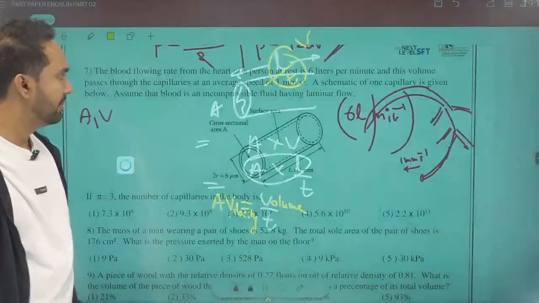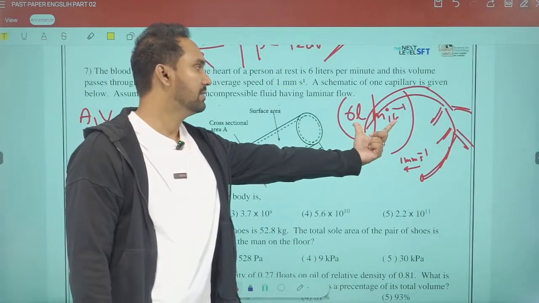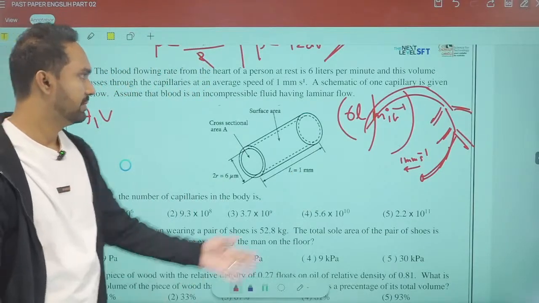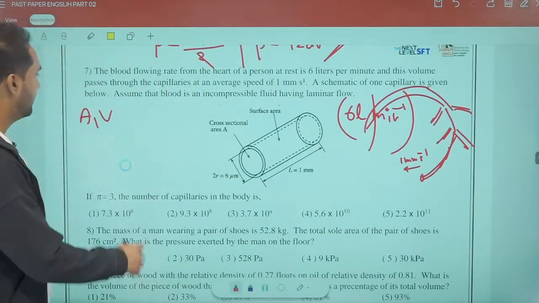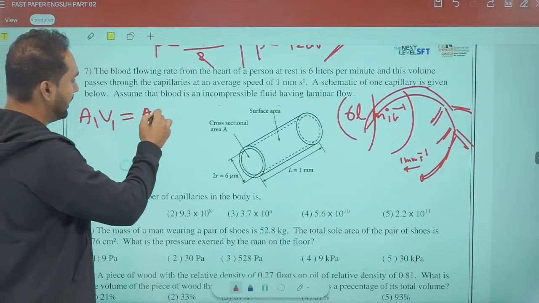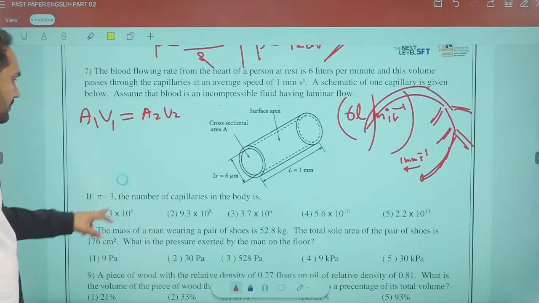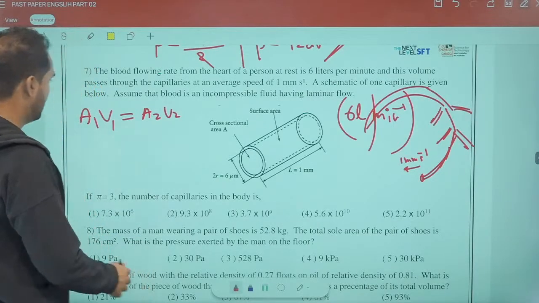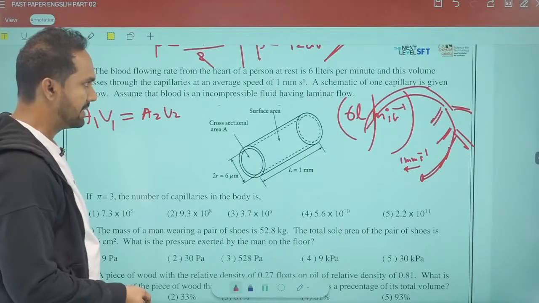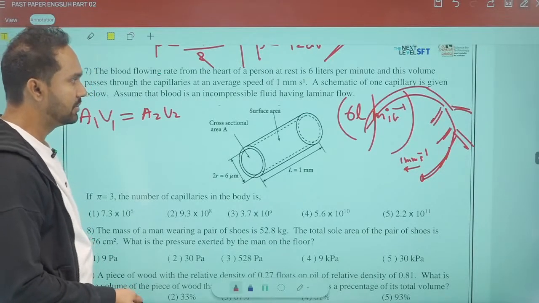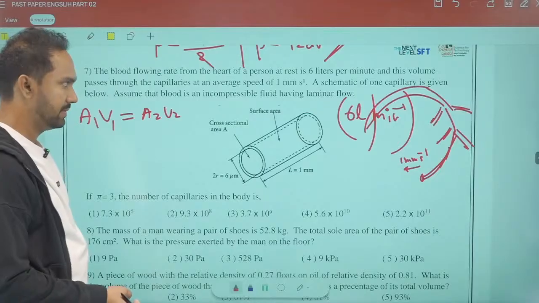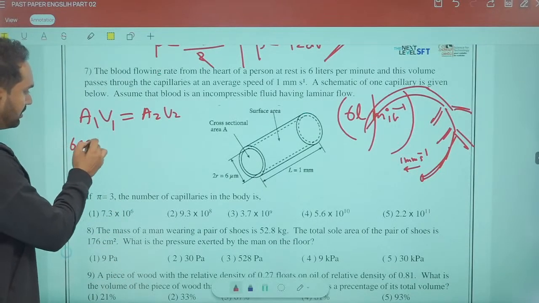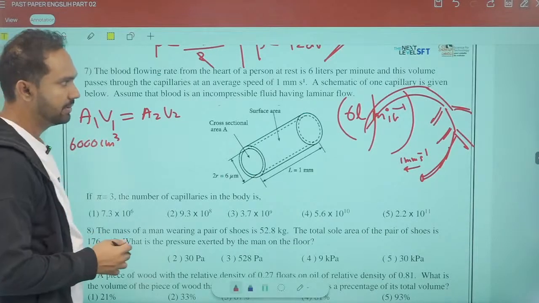What I have given here is 6 liters per minute, that is the rate of volume, volume divided by time. So that is AV, and A1 V1 should equal A2 V2. A1 V1 is this 6 liters per minute. Do we have to convert this? 6 liters is 6,000 cubic centimeters, because 1 liter is 1000 cubic centimeters.